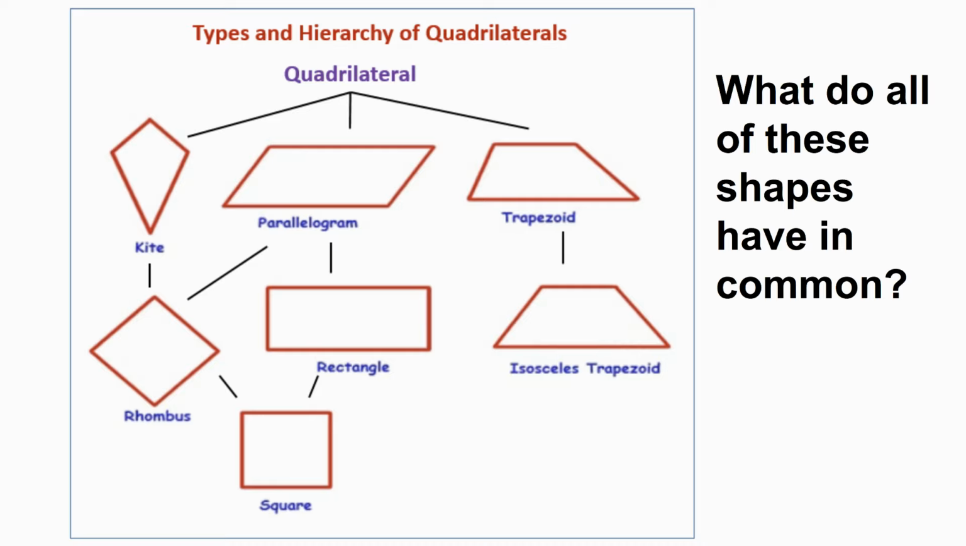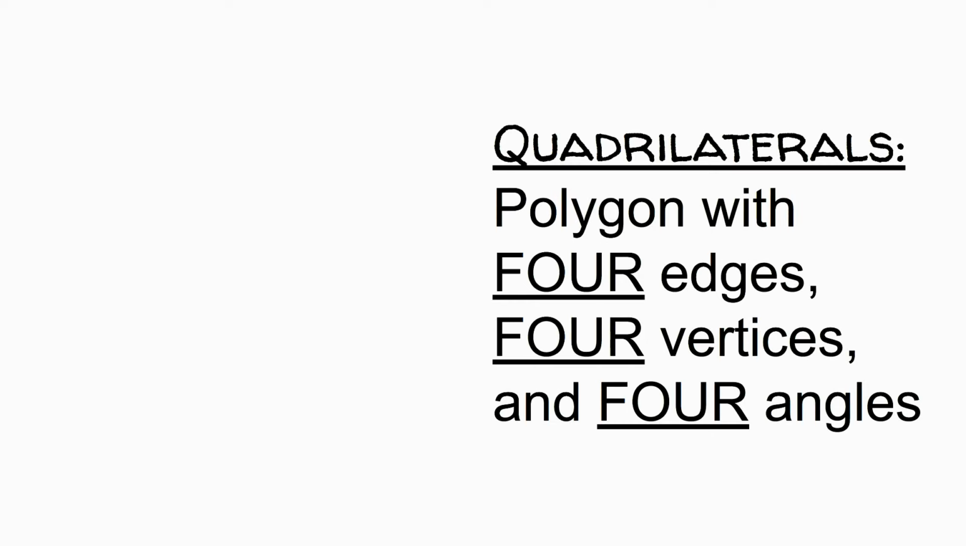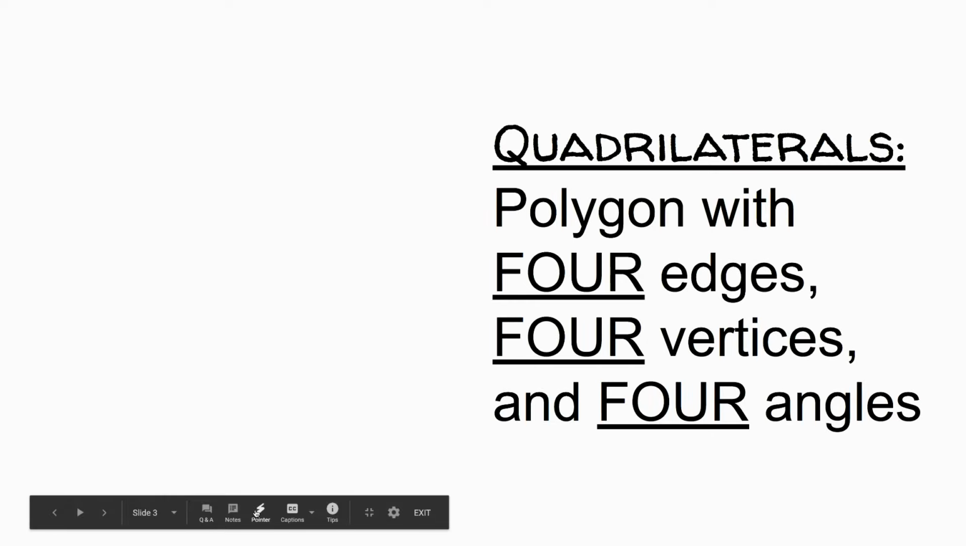Okay. Our focus is going to be on these guys throughout the week. We're going to be talking about triangles later on, but today and tomorrow we're going to be talking about identifying these. Quadrilaterals right here. Here's the definition: it's a polygon with four edges, four vertices, and four angles.